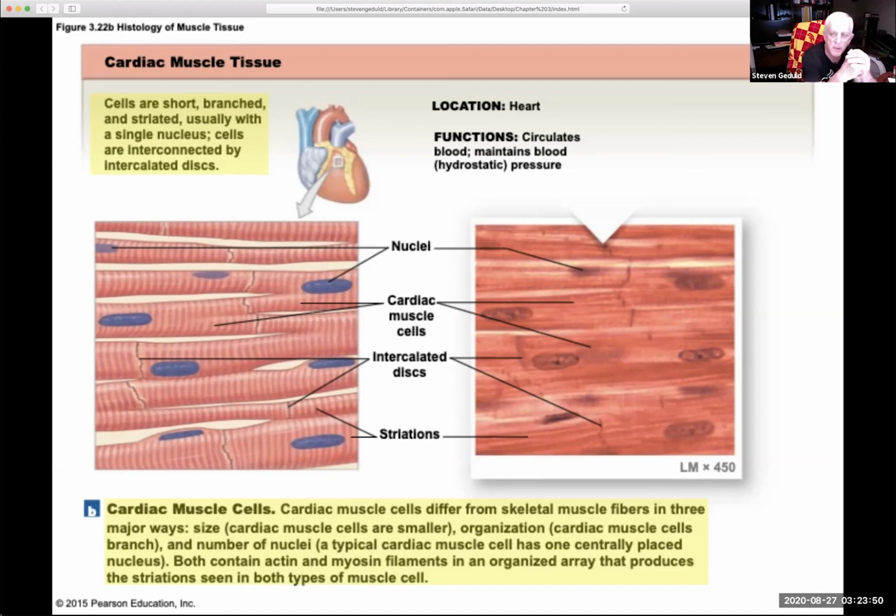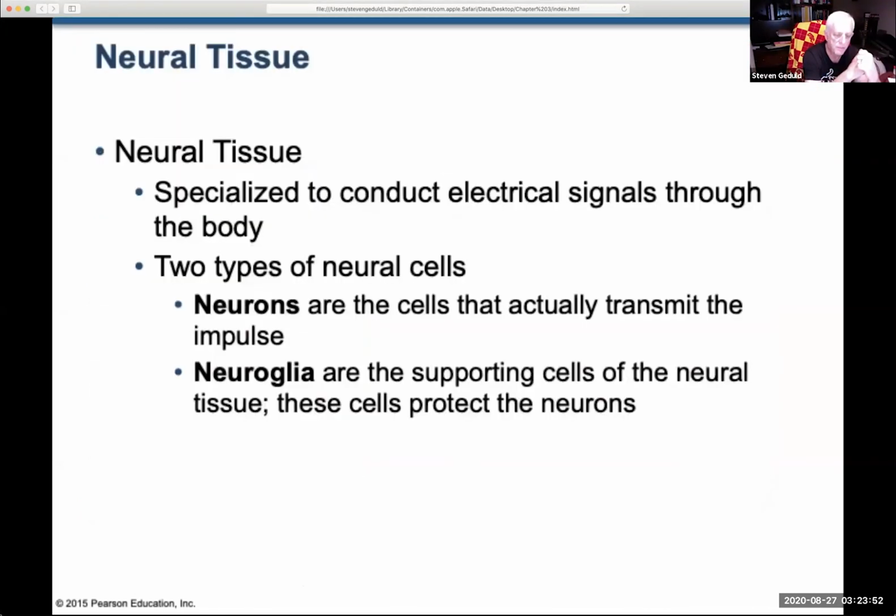Okay, so what are the three types of muscle? Skeletal, smooth, cardiac. Which one is involuntary? Smooth and cardiac. Which one is voluntary? Skeletal. Skeletal ones are striated, easy to see. Smooth muscle is non-striated. Cardiac muscle is striated, but it has intercalated discs. That's how you're going to determine it for your exam. Does that make sense?